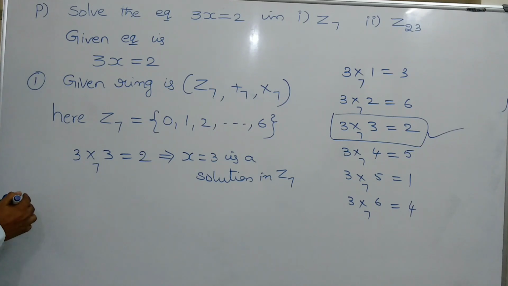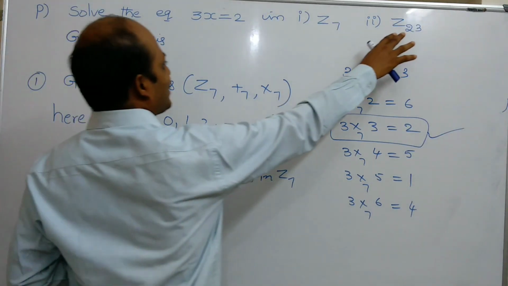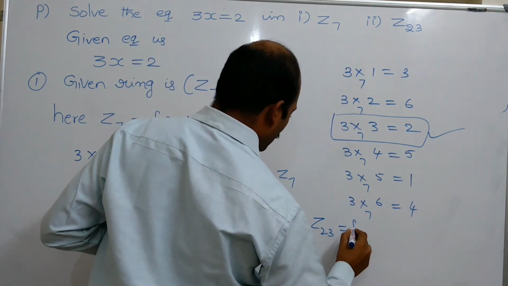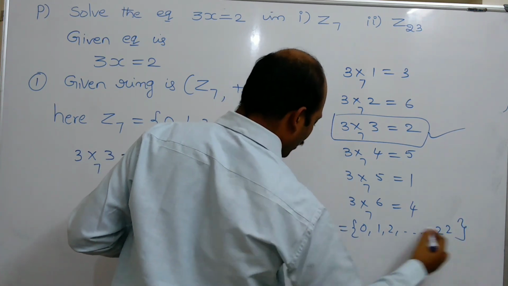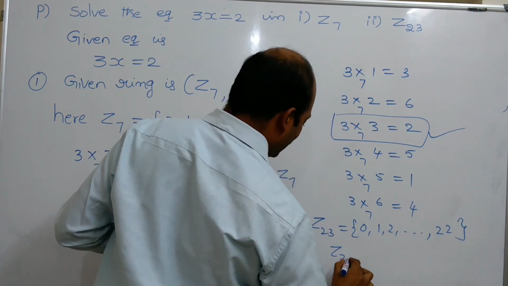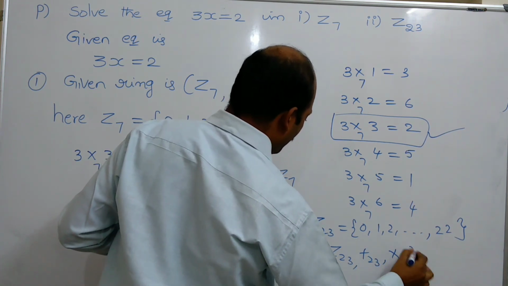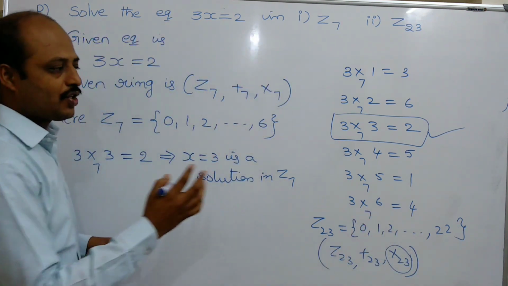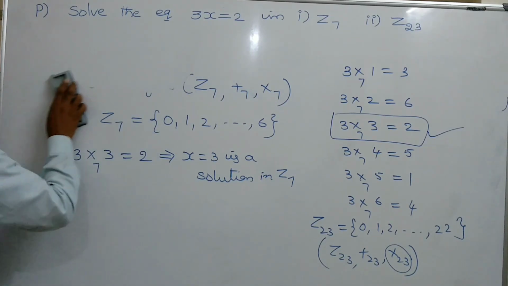So similarly, you can check the solution in Z23. You observe that Z23 is equal to 0, 1, 2 and so on up to 22 only. And here Z23 has addition modulo 23 and multiplication modulo 23. You must use the operation multiplication modulo 23. Verify that. You can check the second ring. Let us solve the next problem.